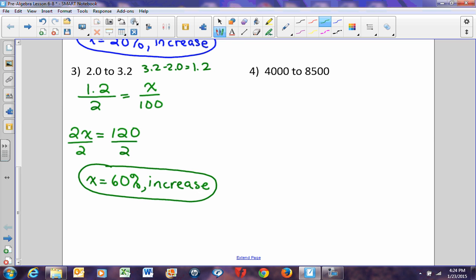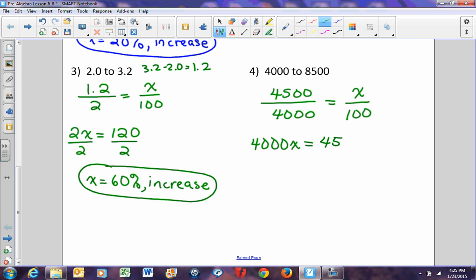4,000 to 8,500. If I take 8,500 and subtract 4,000, I get 4,500. So my amount of change is 4,500. My original amount, 4,000, equals x over 100. So 4,000x equals 450,000, because 4,500 multiplied by 100 means I need to add 2 zeros. 450,000 divided by 4,000. Divide both sides by 4,000.